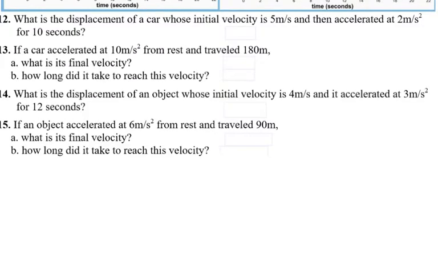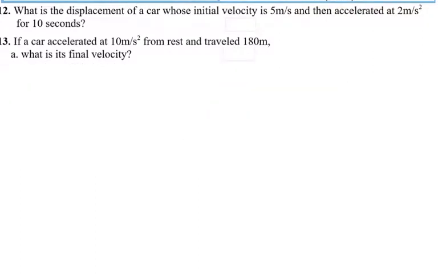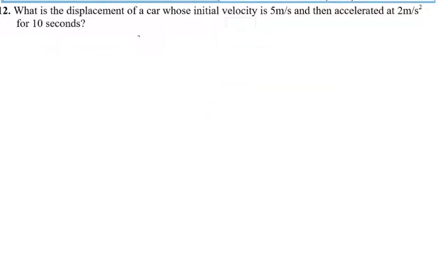And I want to look at a different type of question right here. What is the displacement of the car whose initial velocity is 5 meters per second, acceleration is 2 meters per second squared, and the time is given. So again, I'm going to write whatever is given. I have initial velocity is 5 meters per second, acceleration is 2 meters per second squared, and the time is 10 seconds.